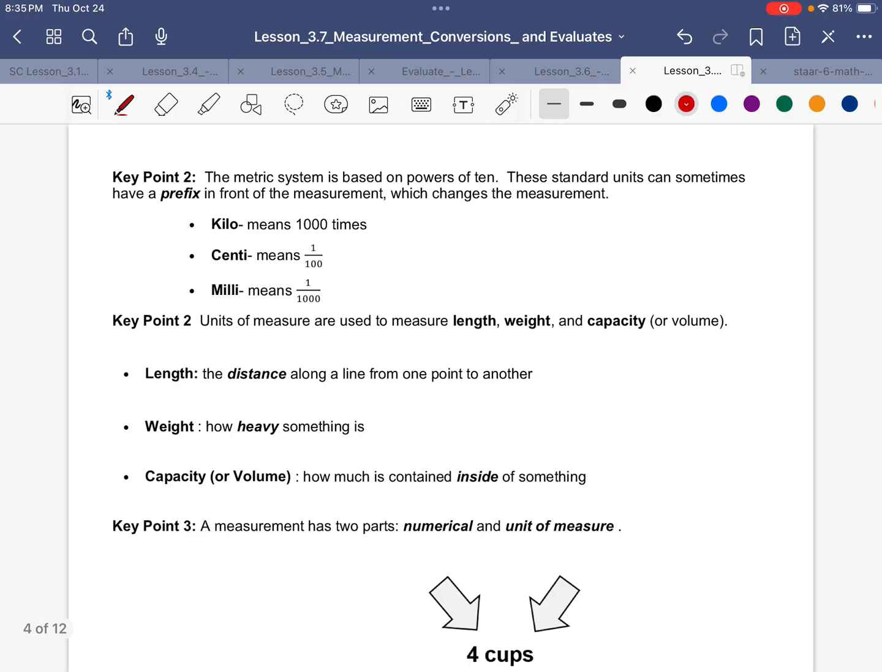Key point 2, the metric system is based on powers of 10. These standard units can sometimes have a prefix in front of the measurement, which changes the measurement. Kilo means 1,000 times. Centi means 1/100th. Milli means 1/1,000th.